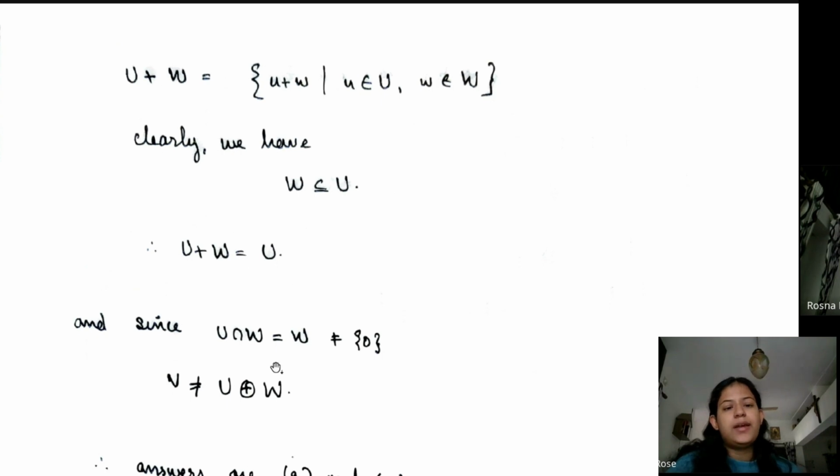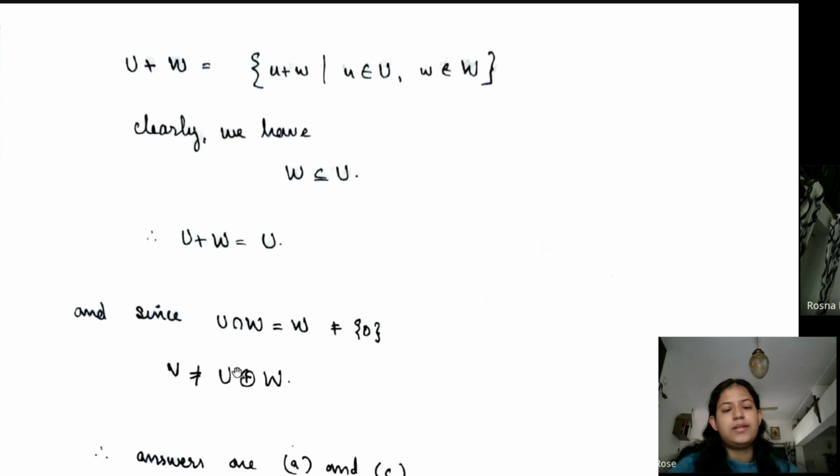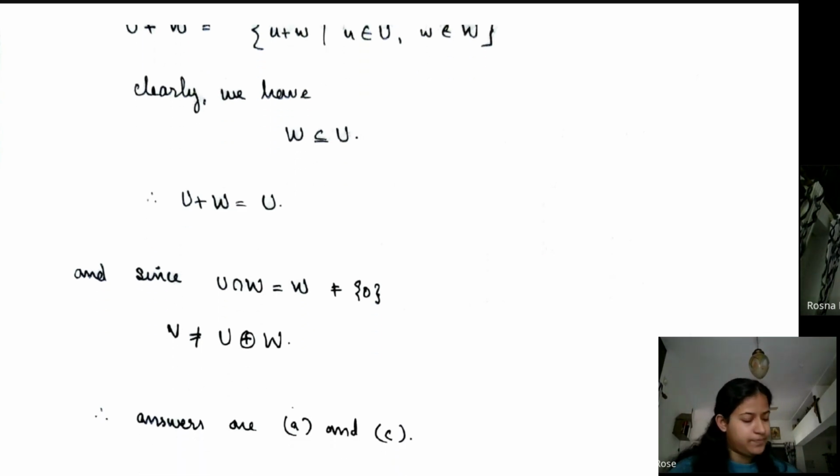But if you take U intersection W, since W is a subset of U, the intersection is equal to W, which is not equal to 0. Hence, the direct sum cannot be V. So answer D is not true, and we only have the answer A.